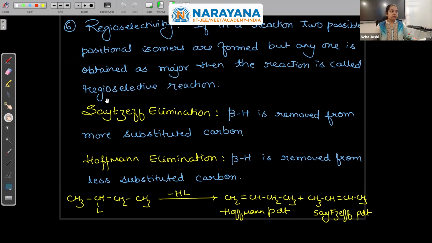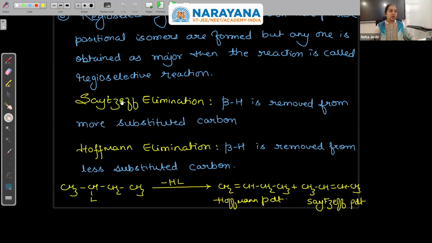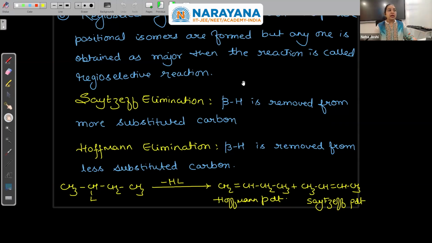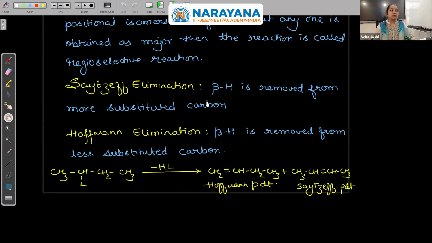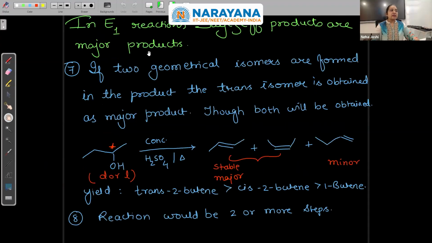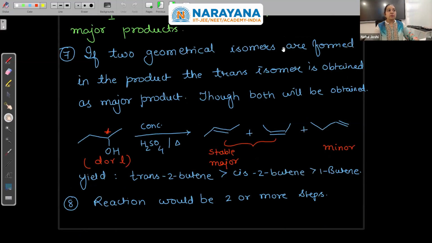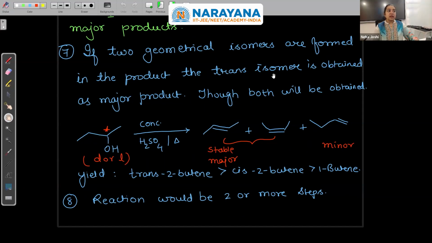a regioselective reaction. Okay, you can have a Saytzeff elimination or Hofmann elimination. Saytzeff elimination: beta H is removed from the more substituted carbon. Hofmann: when beta H is removed from the less substituted carbon. These two terms, I guess you are comfortable with. So minus HL, removing this, I have the Hofmann and Saytzeff products. In E1 reaction, Saytzeff products are the major products. If two geometrical isomers are formed in the product, the trans isomer is obtained as major. Please remember.